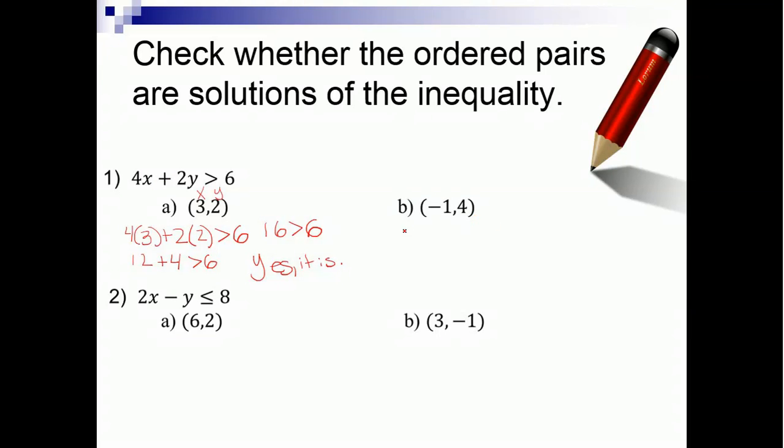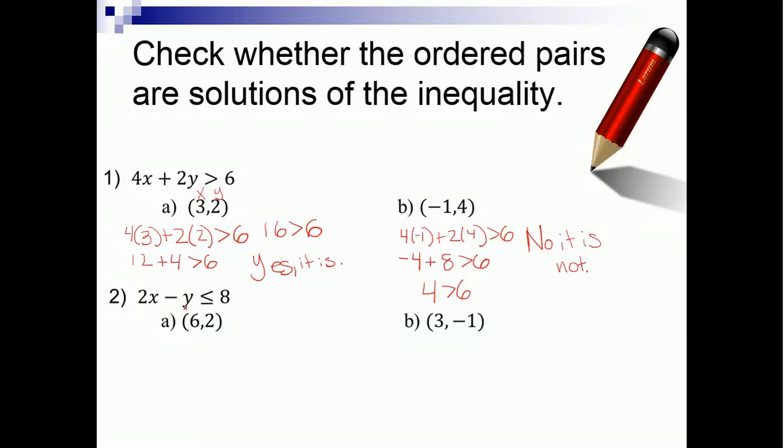Let's check -1, 4. So I got 4 times -1 plus 2 times 4, which is greater than 6. So 4 times -1 is -4, plus 2 times 4, which is 8. -4 plus 8, that is 4. So is 4 greater than 6? No, 4 isn't greater than 6, right? So no, it is not. So -1, 4 is not a solution to that inequality.